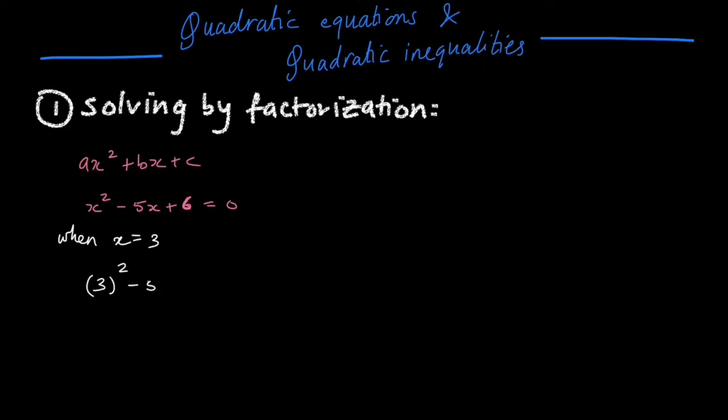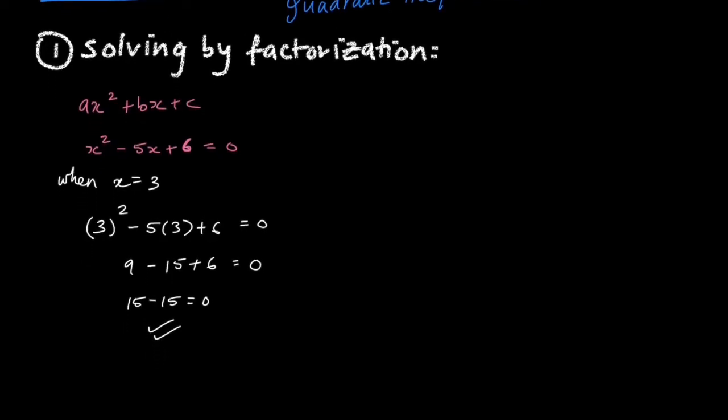So 3 squared minus 5 times 3 plus 6 is equal to 0. And let's see if this checks out. 9 minus 15 plus 6 is equal to 0. 15 minus 15 is equal to 0. And so basically what this means is x equals 3 is a solution to this equation.